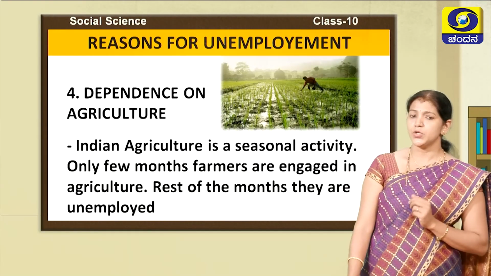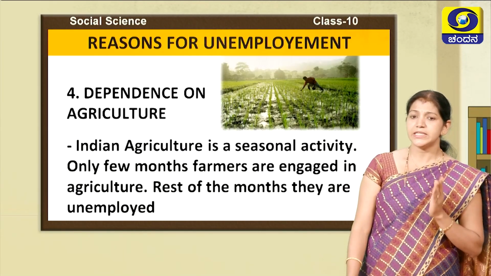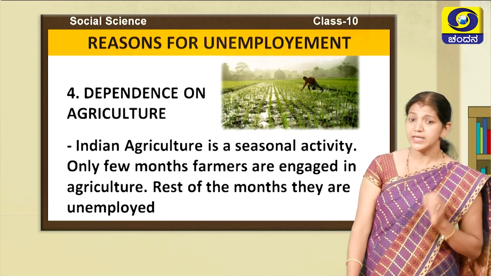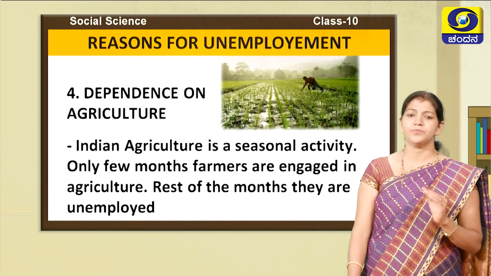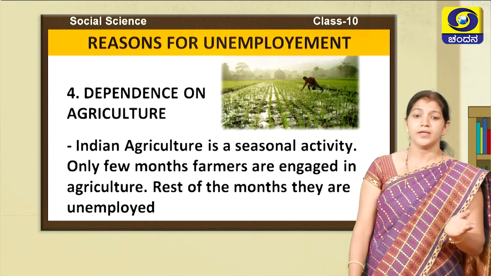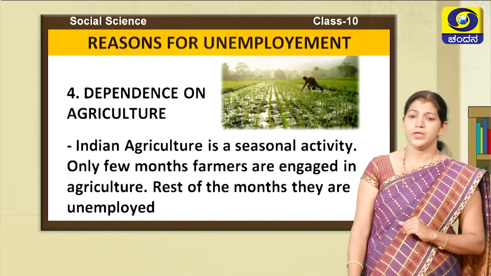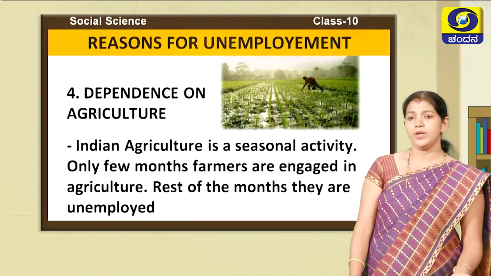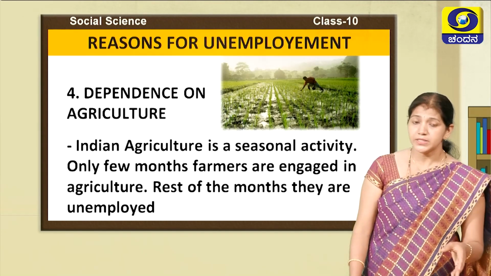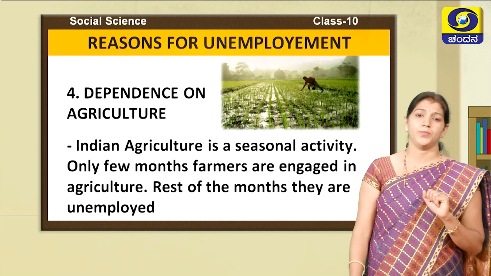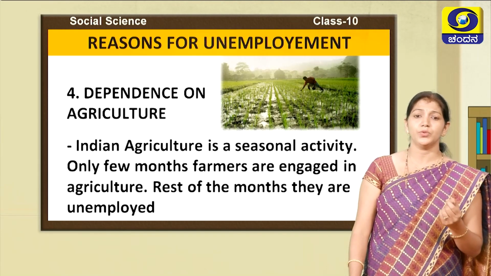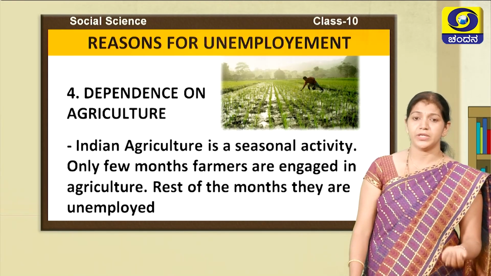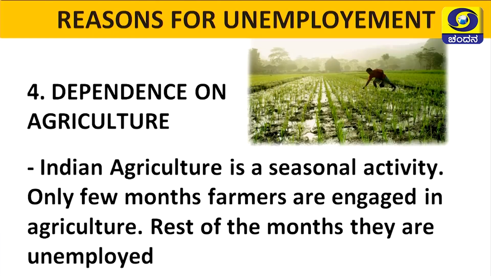Next, dependence on agriculture. Agriculture is a seasonal activity. In India, agriculture is a seasonal activity. Only for a few months are farmers engaged in agriculture. For the rest of the months they are unemployed. If rainfall is there, agriculture is there. If no rainfall, no agriculture. So over-dependency on agriculture also creates unemployment. The farmers get employment opportunity for only a few months, and the remaining time they become unemployed. So over-dependency on agriculture is one of the main reasons for unemployment.